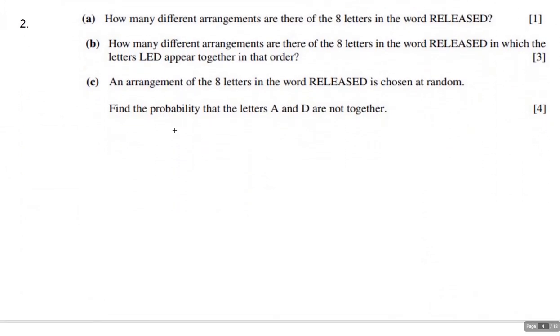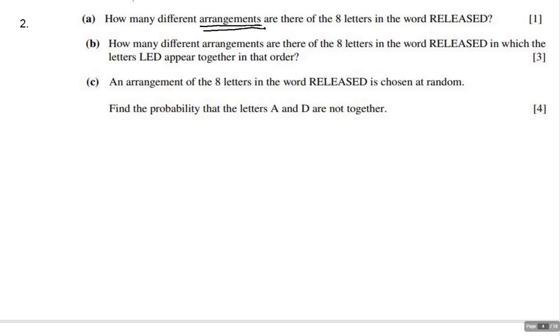Take a look at number 2. How many different arrangements are there of 8 letters in the word released? So this tells you that we're dealing with what? Alexa, what are we dealing with here? I'm not really sure. Well, so we've got the last situation.